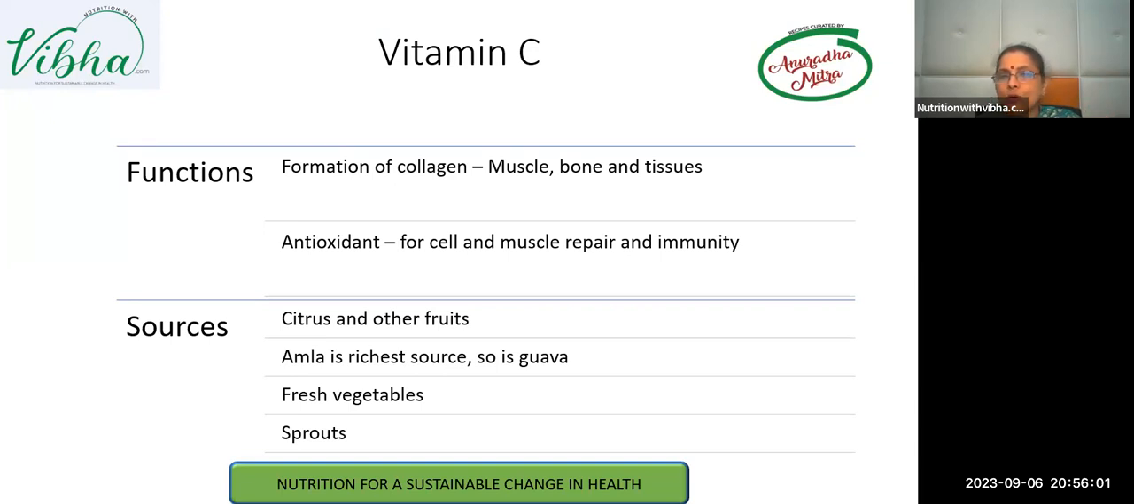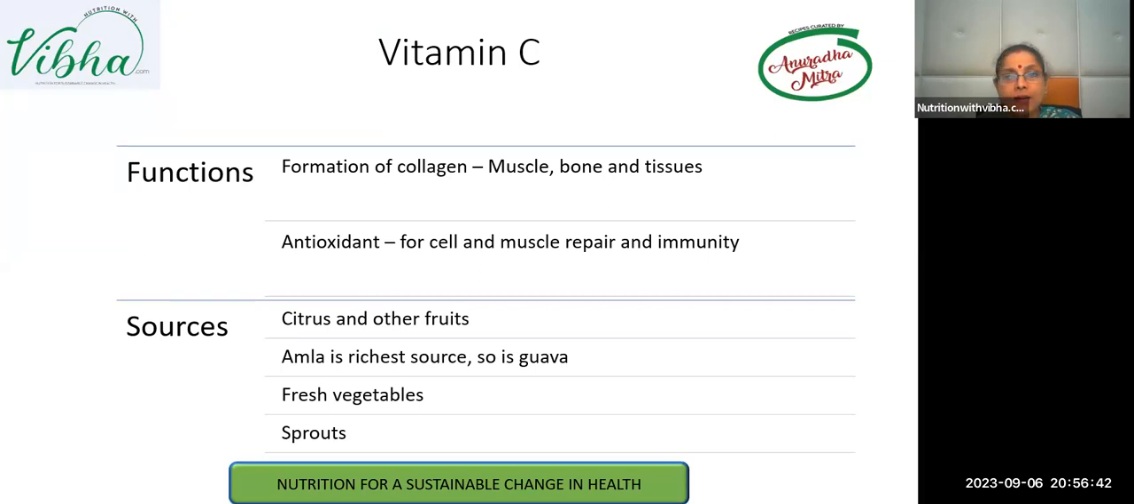So what does it do? Collagen formation, very important for the body, for the muscle, bones, and your tissues. Again, I need not highlight its role for the footballers. Antioxidant, vitamin C for all cell rejuvenation, muscle repair, and to give immunity. This was one word which was like an absolute gospel word which was used during the pandemic. And we realized the importance of building immunity, and vitamin C is one of the vitamins which will build up your immunity. You have to be healthy to be able to play on the field.